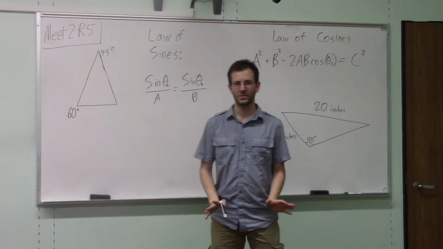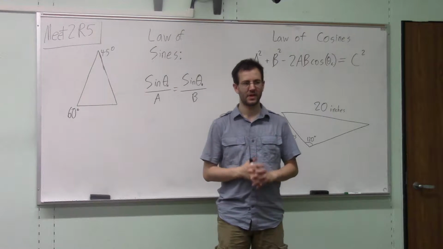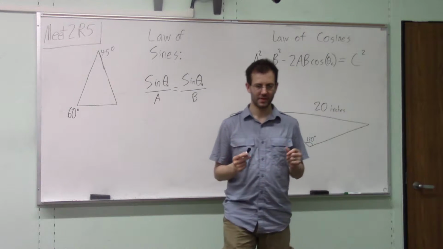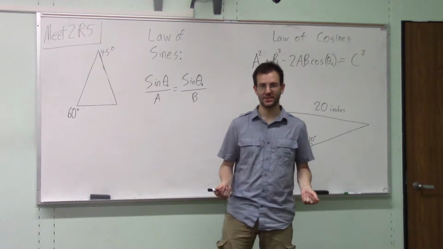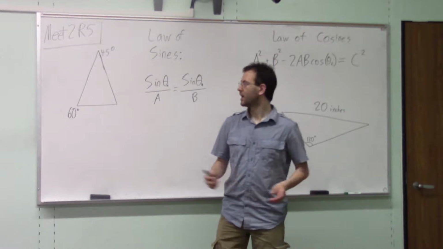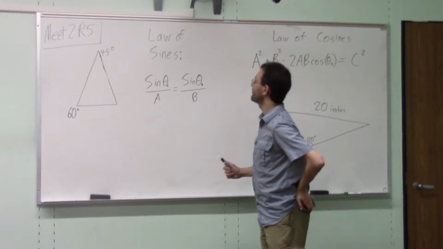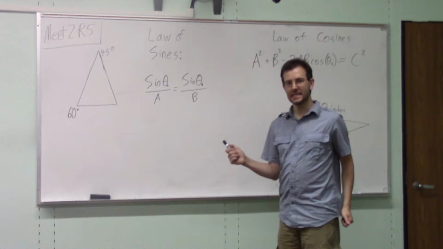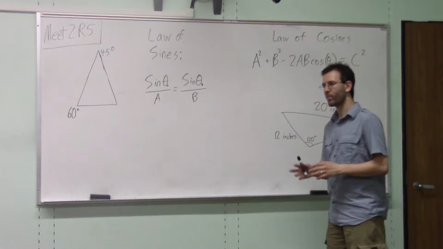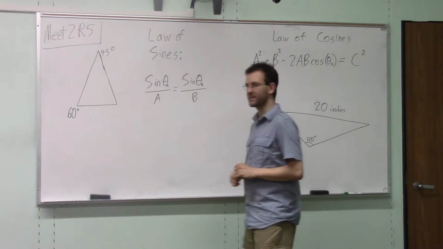Alright, two things you need to know in addition to the basic sine, cosine, and tangent things that I just went over. Two things you need to know for the second meets round 5: the law of sines and the law of cosines. The law of cosines says basically this.